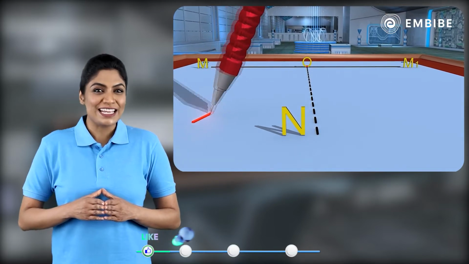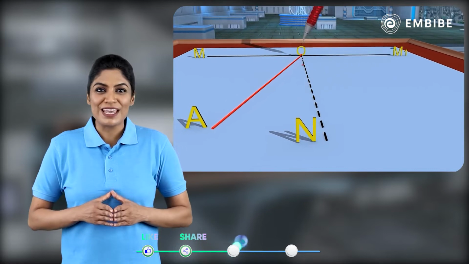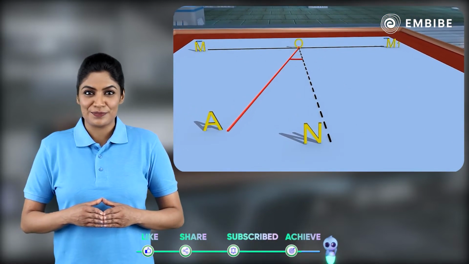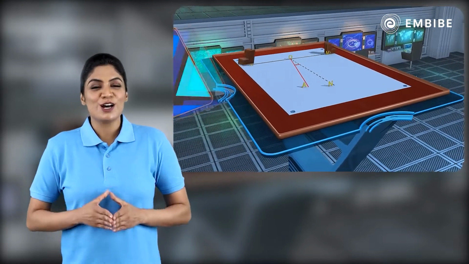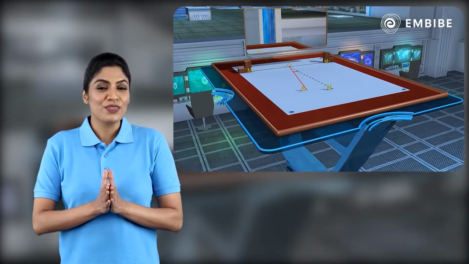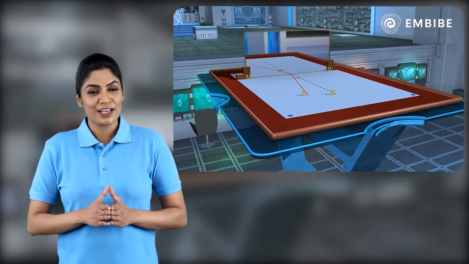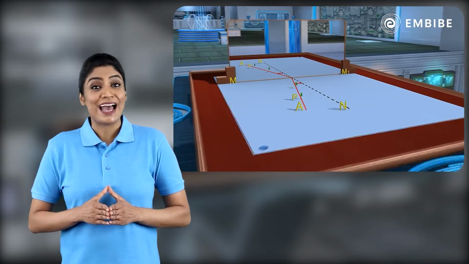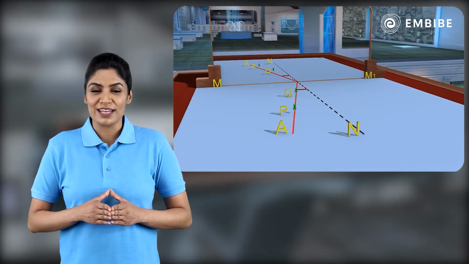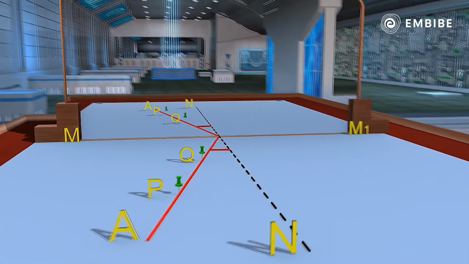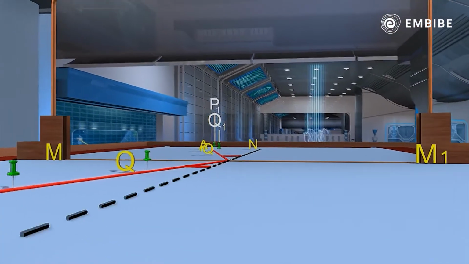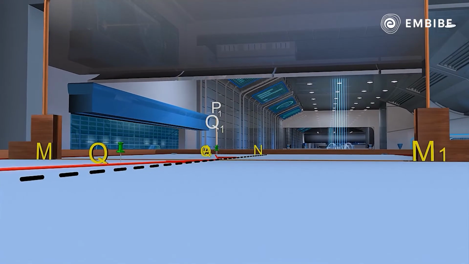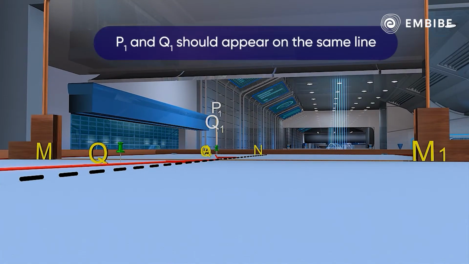Now draw an incident ray AO, making an angle to ON. Now, with the help of a stand, place vertically a smooth plane mirror on the line MM1. Fix two pins P and Q upright on the ray AO. Observe the images P1, Q1 of P and Q from the other side of the normal in such a way that both of them lie on the same line.